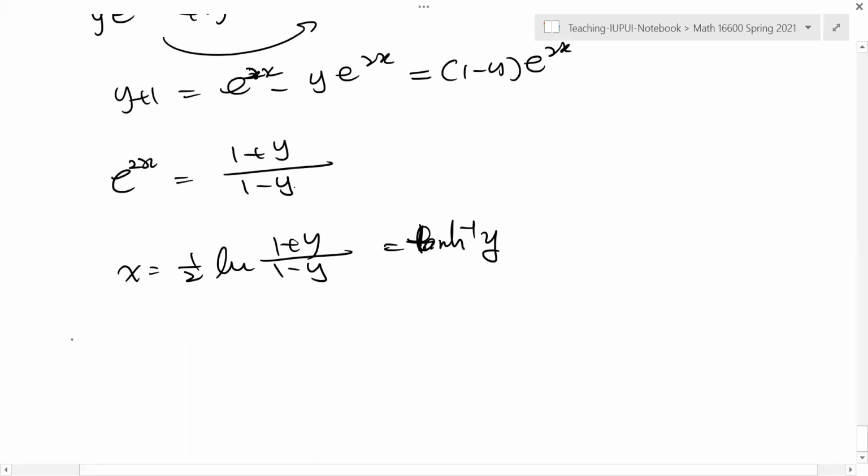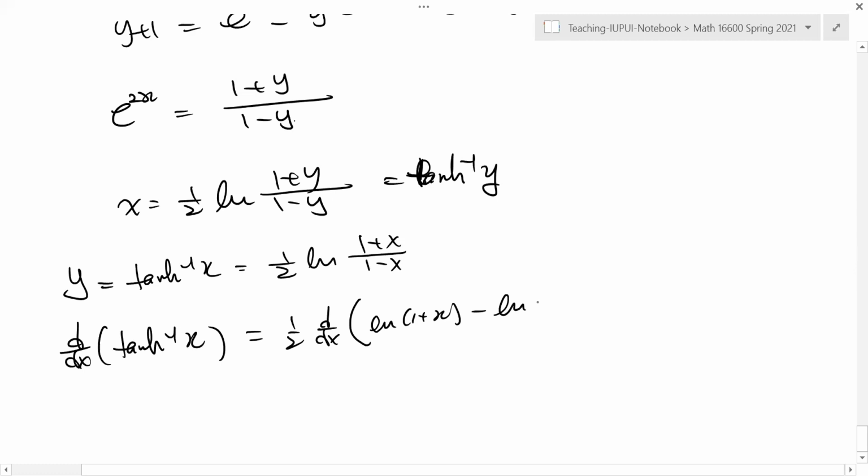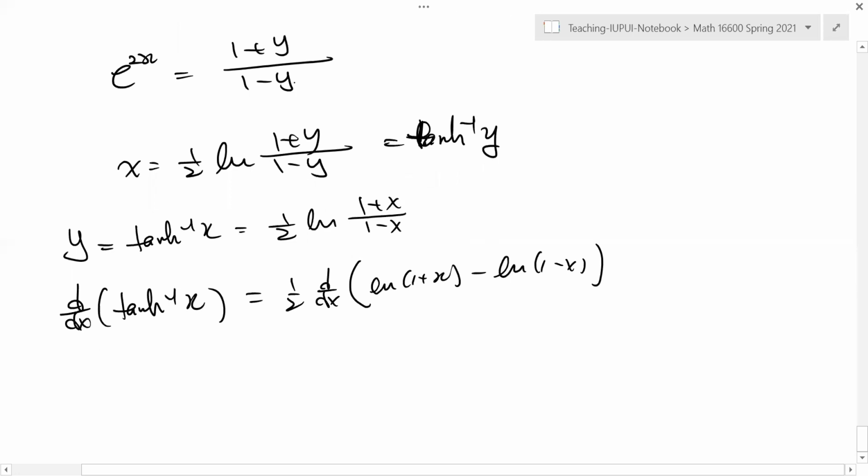Right? So now you have y equals half of the natural log of 1 plus x over 1 minus x. Once you have this formula, you can differentiate. You can get the derivative directly. The derivative of this function is going to be half of the derivative of this. This quotient you have to separate, then you differentiate each term. It's much easier, right?